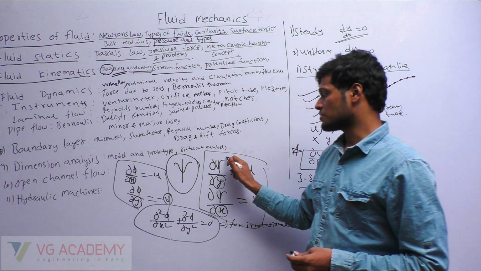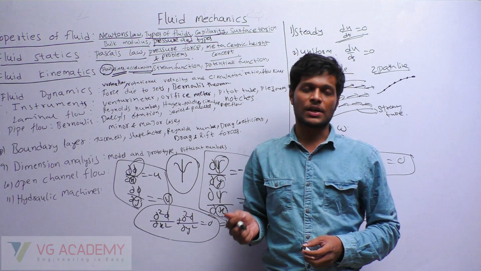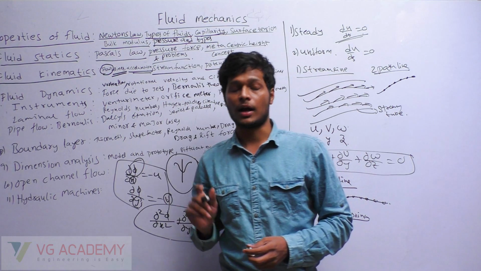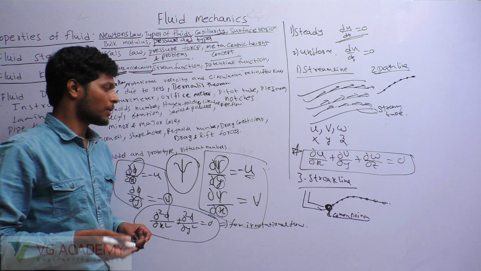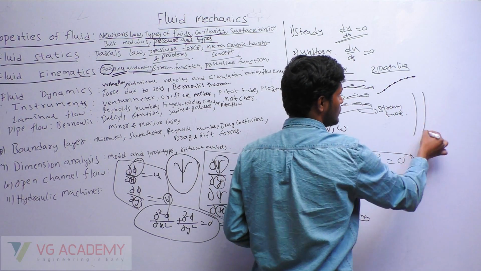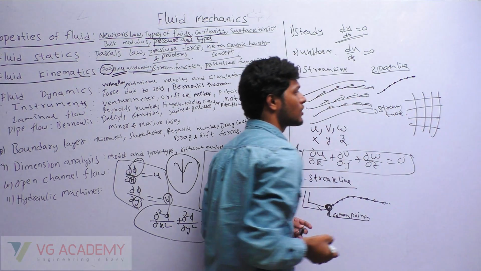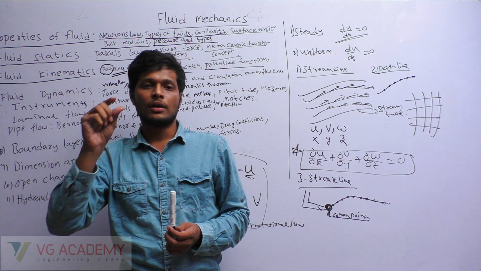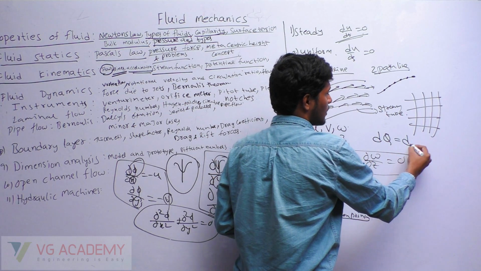Stream function and potential function always cross each other orthogonally. That is one important point. Suppose these are stream functions and these are potential functions, they cut orthogonally. If you want the discharge between two streamlines, dq is nothing but d of psi.